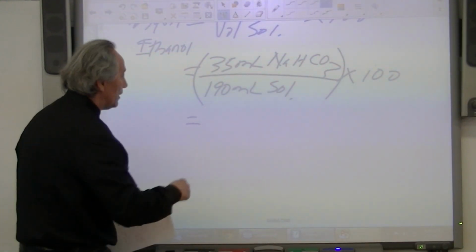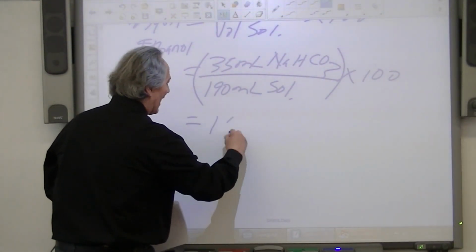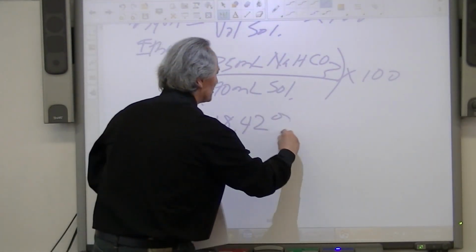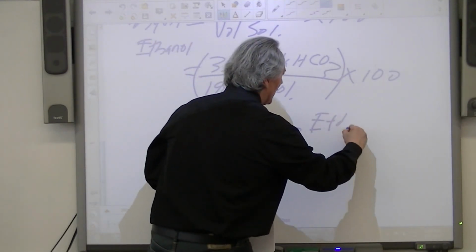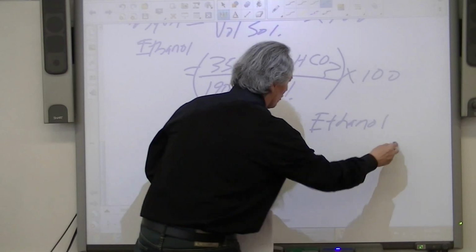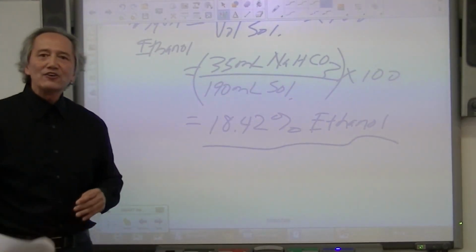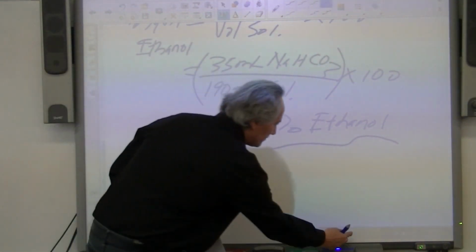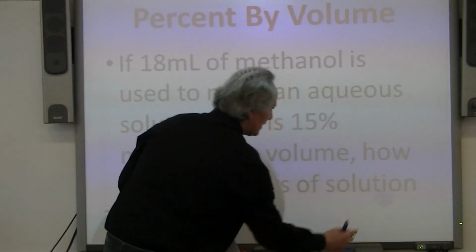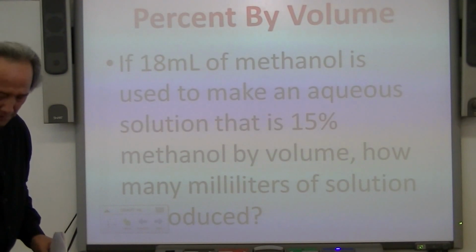And we come out with a percent of approximately 18.42% by volume of the ethanol that we were originally looking for, which was our unknown. And there's a percent by volume. We are ready to do another problem. So let's continue on and let's do a second percent by volume problem.